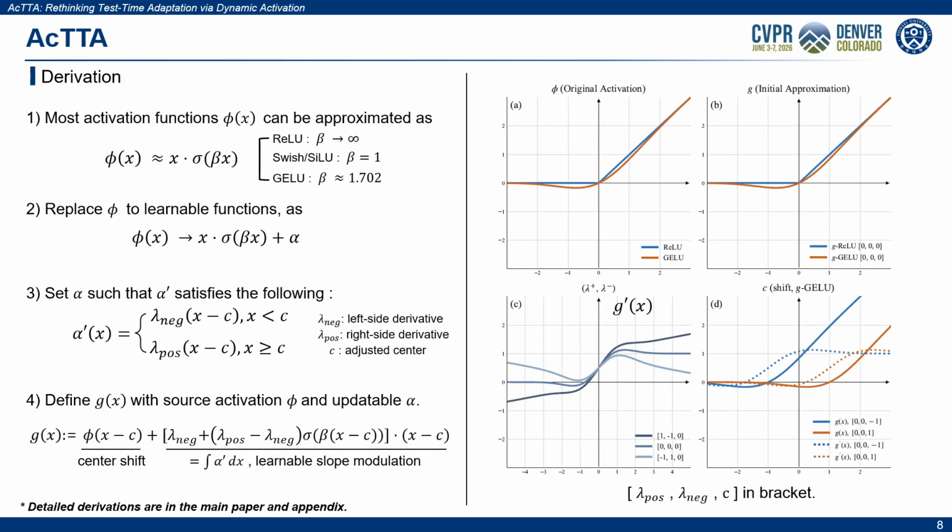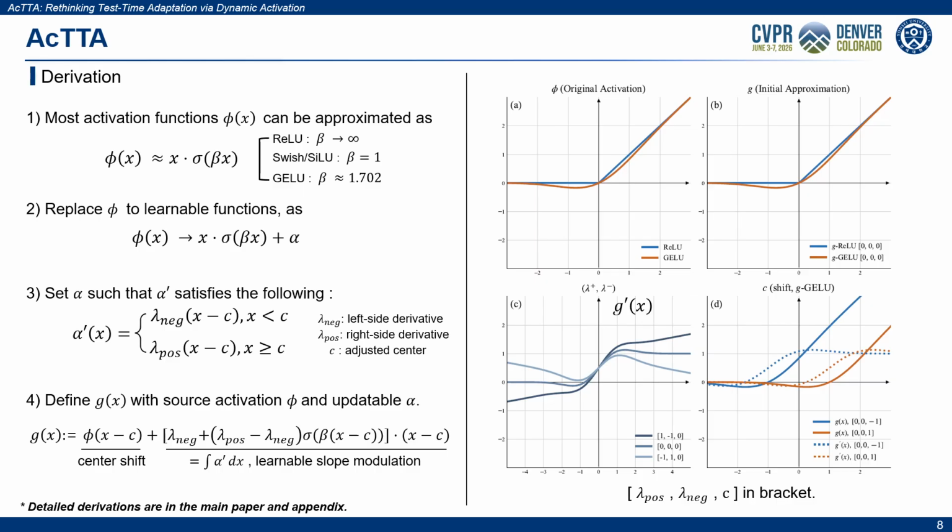Most modern activations can be written as x times sigmoid of beta x. We expose its slope as a learnable function with separate negative and positive slopes, and add a learnable center c. Combining the two gives our activation g of x, a shifted base term plus adaptive slope modulation. When the slopes and center are all zero, g exactly equals the original activation, so adaptation emerges naturally from a perfect starting point.